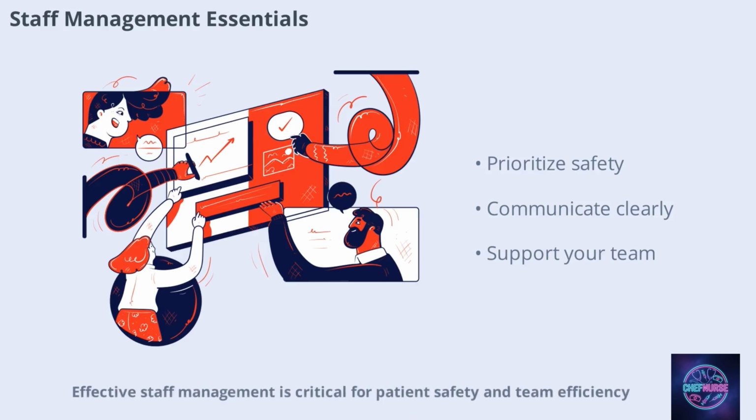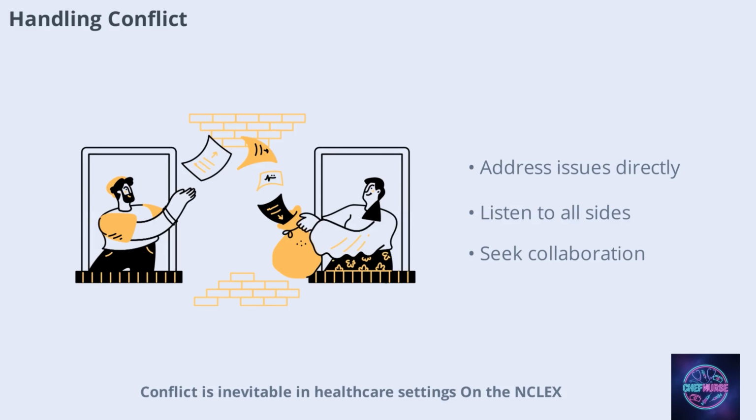Effective staff management is critical for patient safety and team efficiency. On the NCLEX, you may be asked about handling conflicts, assigning workloads, or responding to staff shortages. The key is to prioritize patient safety, communicate clearly, and support your team. For example, if a staff member is overwhelmed, redistribute tasks or offer support. These scenarios test your leadership and problem-solving skills. Conflict is inevitable in healthcare settings.